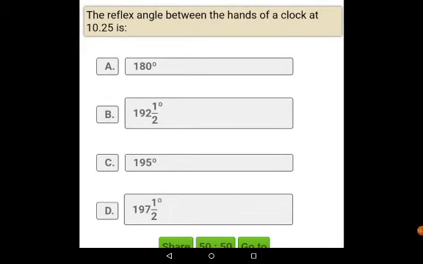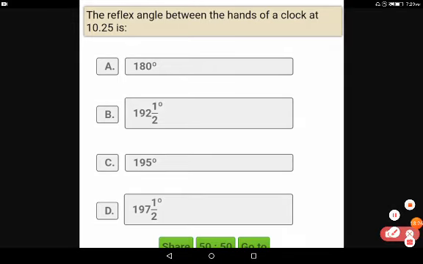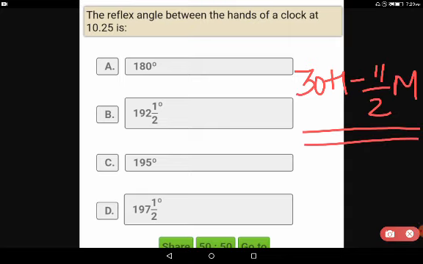Now this is the next question. The reflex angle between the hands of a clock at 10:25 is. How to find the solution for this type of problems? If you know the solution, then pause the video, try it yourself and note it down. If not, I will give you the formula. This is the formula. 30h minus 11 by 2m is the angle made between the hour hand and minute hand.